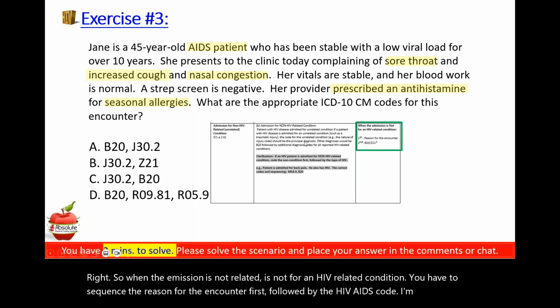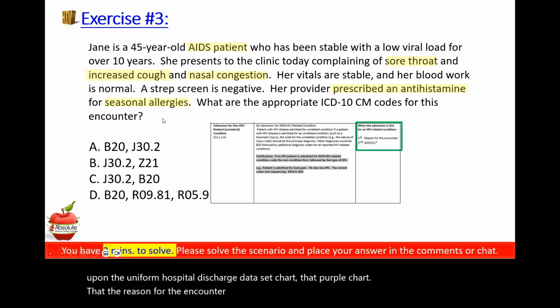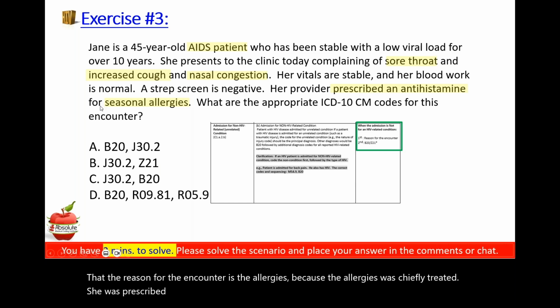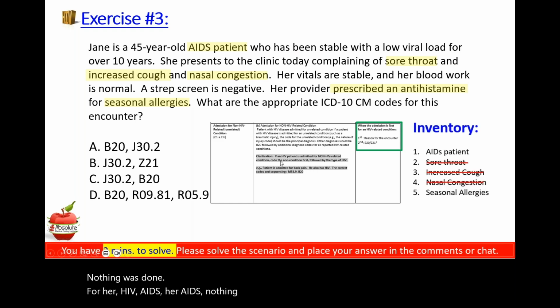I'm certain, based upon the Uniform Hospital Discharge Data Set chart, that purple chart, that the reason for the encounter is the allergies, because the allergies was chiefly treated. She was prescribed an antihistamine. Nothing was done for her HIV AIDS, her AIDS, nothing. So I'm going to say seasonal allergies is the chief RFE.